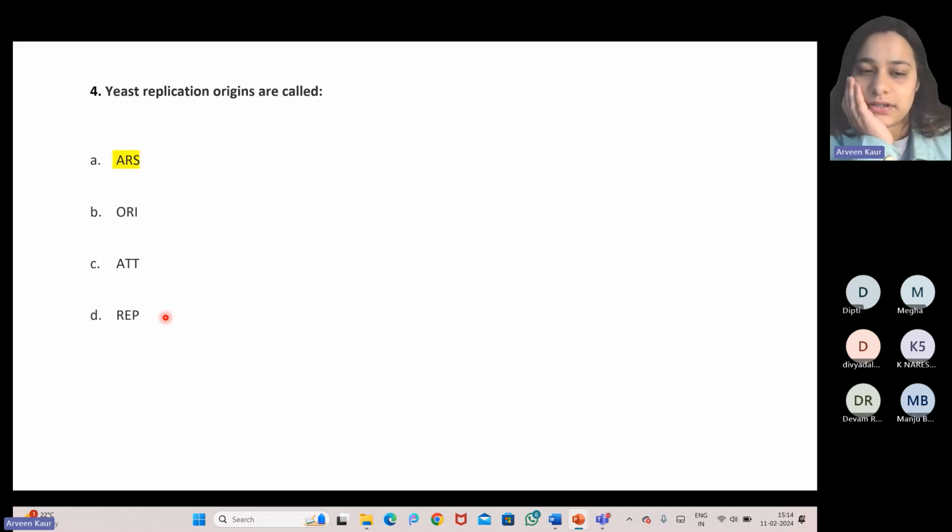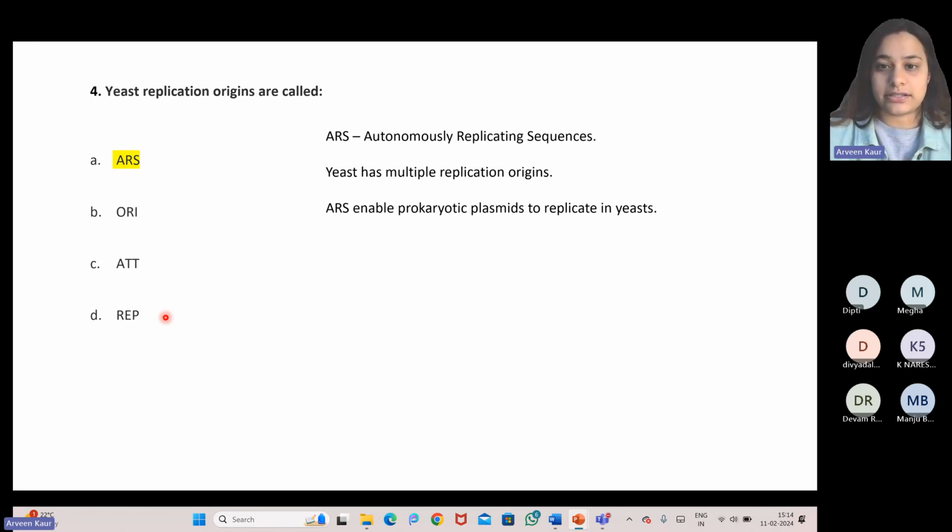How you can remember this is that there is one other replication origin present in these options, that is ORI. But ORI is the replication origin in prokaryotes, and yeast is a eukaryote, right? That is the first distinction you need to remember. ARS indeed is the correct answer over here. What is the full form of ARS? It is autonomously replicating sequences, right? And yeast, being a eukaryote, has multiple replication origins present.